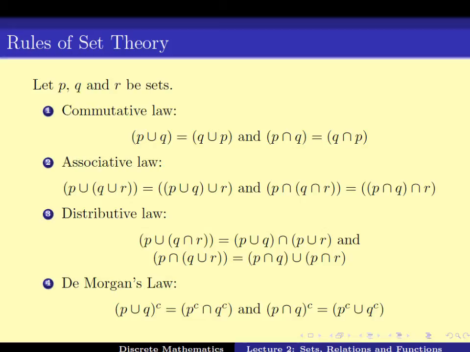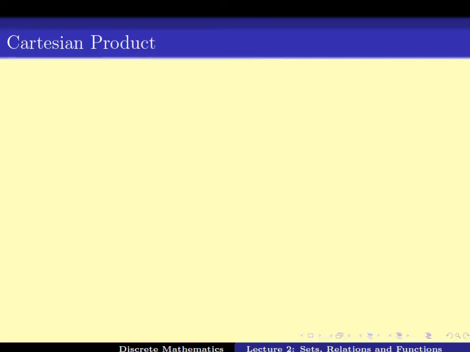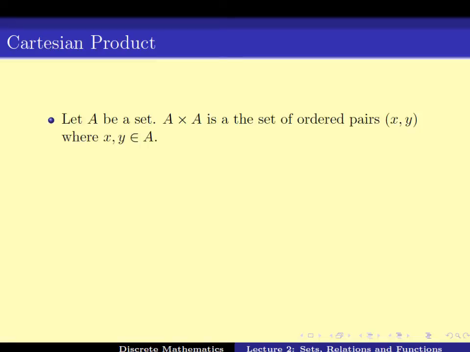Now, as I told you, there is one more operation other than union, intersection and complement, and that is called the Cartesian product. The Cartesian product is another very important operation on sets. So if A is a set, A Cartesian product with A is the set of ordered pairs x, y, where both x and y are in A. Here, ordered pair means that the ordering of x and y matters. So x comma y is different from y comma x.